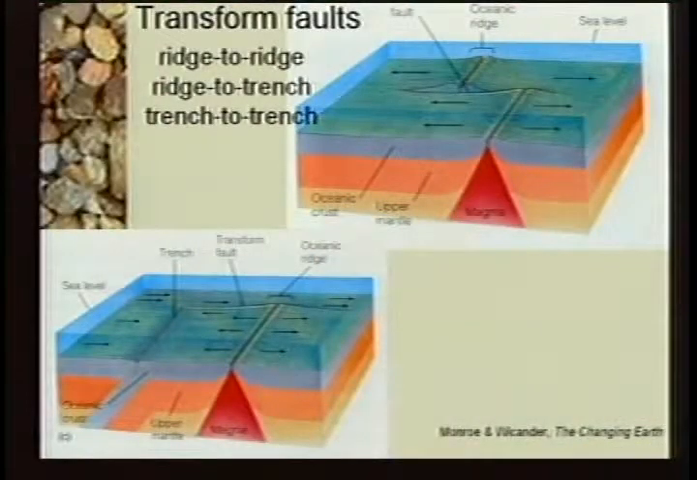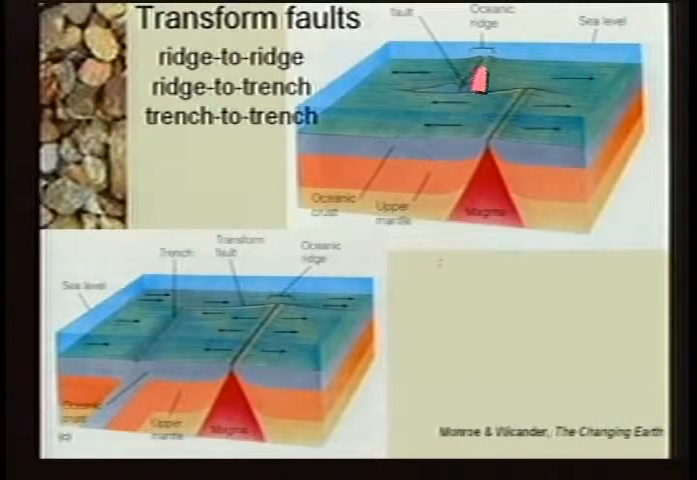Now, a very famous transform plate boundary is the San Andreas Fault, but more of your transform faults are located at mid-ocean ridges. Because of the curvature of the Earth, we don't have a nice divergent plate boundary that just slices right through. Instead, we have spreading ridges, such as these, that are offset. Where we see the offset, we have a transform plate boundary.